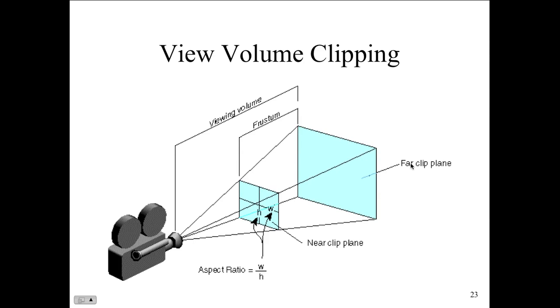Here's the far clip plane, where we're just going to cut it off. We can't see it. Our viewing volume is going to come up to here. Anything past here is going to be gone, so we're not going to worry about that.